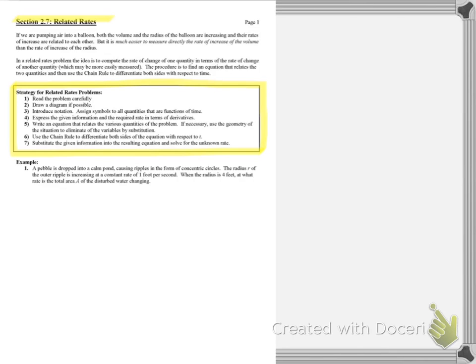Here are the 7 strategies for related rates problems. Number 1, read the problem carefully. 2, draw a diagram if possible. 3, introduce notation. 4, express the given information in terms of derivatives. 5, write an equation that relates the quantities. 6, use the chain rule to differentiate. 7, substitute the given information and solve for the unknown rate.